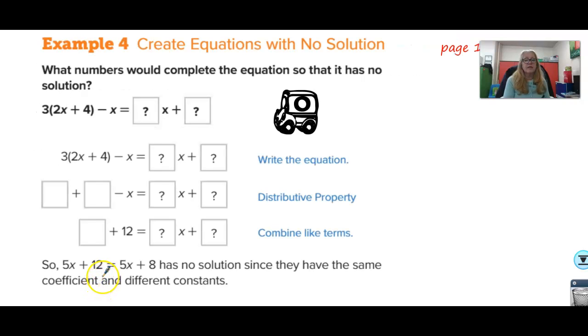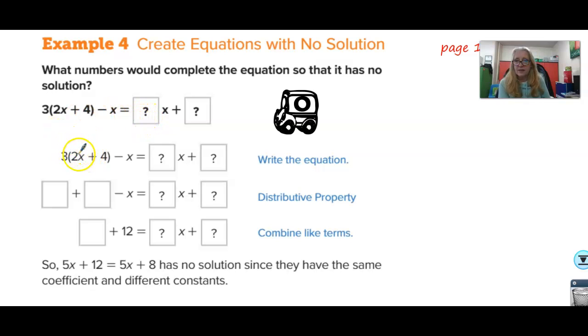Now we're going to create an equation with no solution. And I will tell you that there is more than one answer, okay? All you have to do is create an equation that has an equal variable term, but not equal constants, okay?